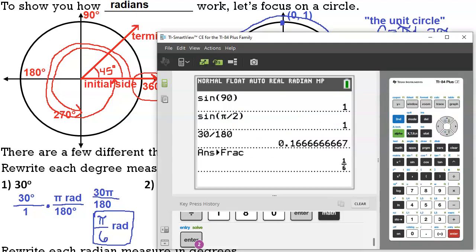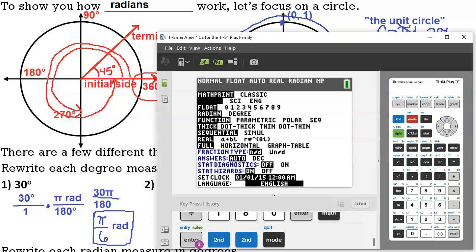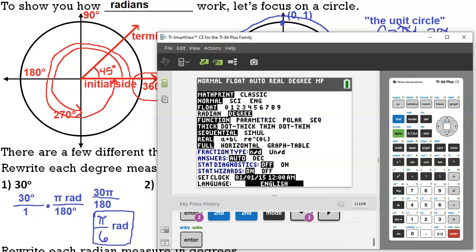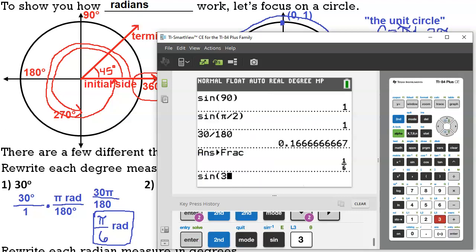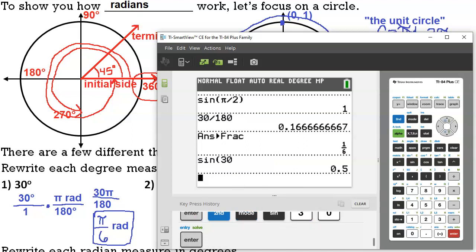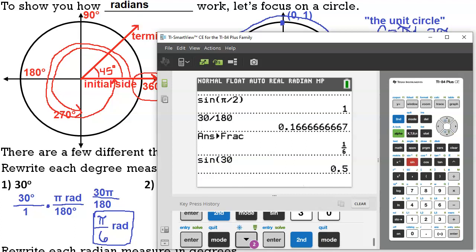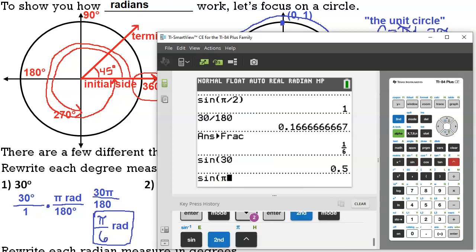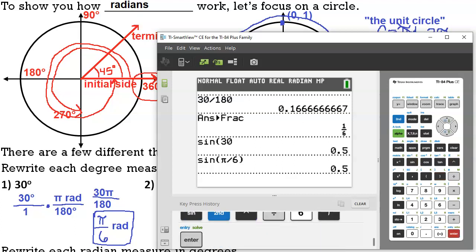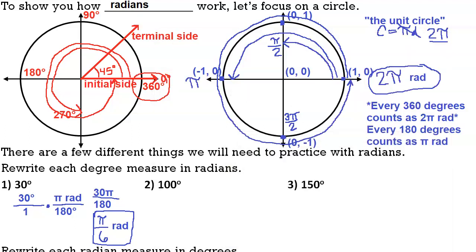Now, you should never get one of these wrong because you can always check your work. If you are in degree mode and you did the sine of 30, you would get 0.5. If you are in radian mode and you did the sine of pi over 6, you get 0.5. So 30 degrees is the same as pi over 6 radians, and you can always check your work, so you never have to get anything wrong.